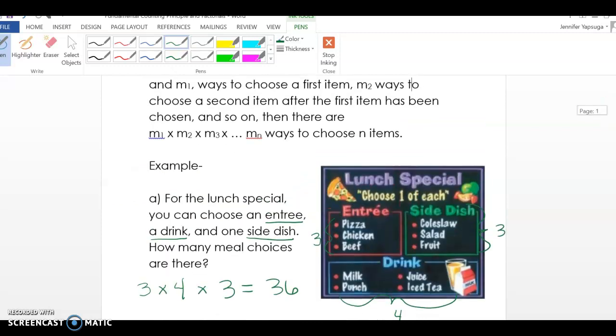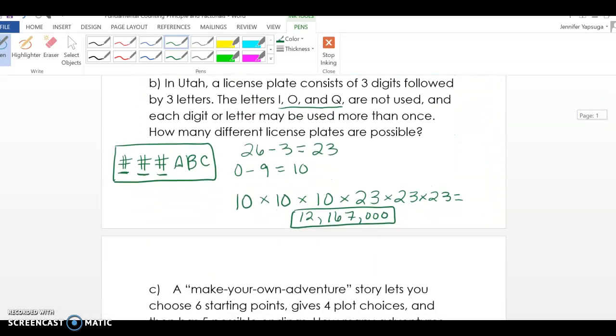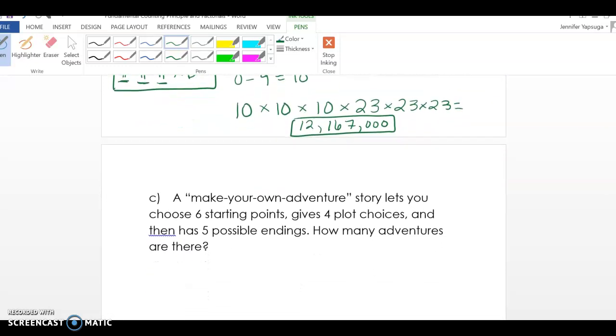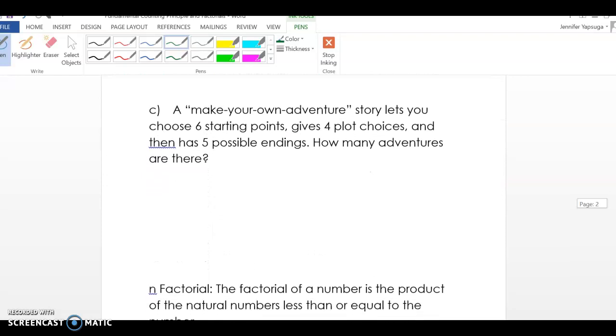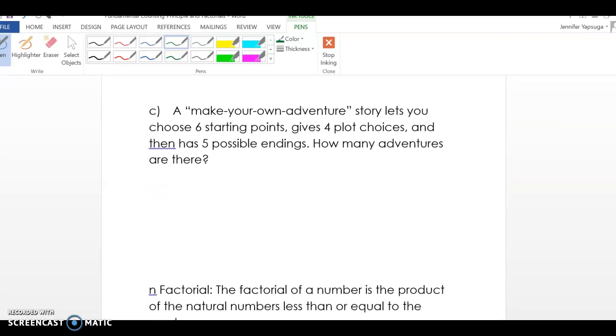All right, well, let's move down to the last skill that we're going to look at. Oh no, I'm sorry, we have one more example. Here we go, letter C. All right, make your own adventure. This is a make your own adventure story that lets you choose 6 starting points, gives 4 plot choices, and then has 5 possible endings.